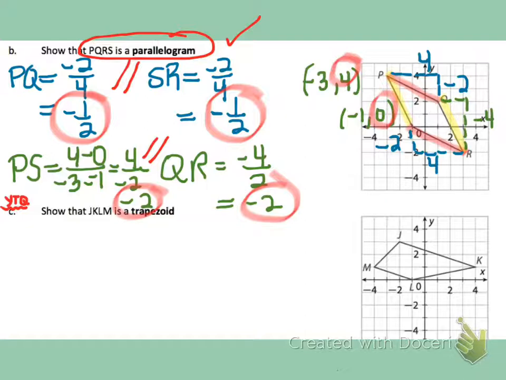So now it's time for a couple of you-try questions. So I want you to try C and D. C asks you to show that this is a trapezoid, so it should be pretty obvious which sides you're going to check to make sure are parallel. And then the next one is show that it's a parallelogram. So go ahead and pause the video now and verify in C and D that they are the indicated quadrilateral. Pause the video now.